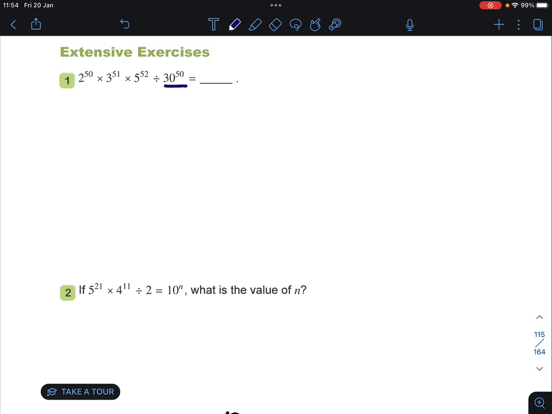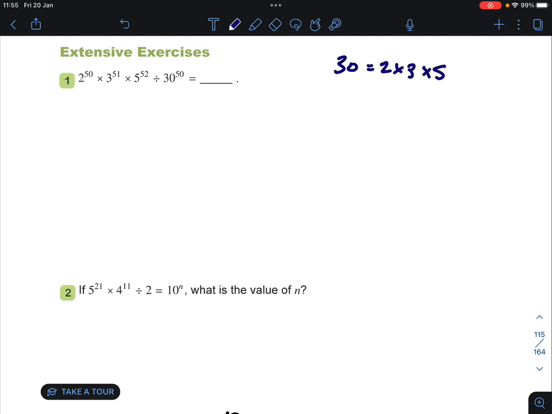Now, if I look at that base 30, I can break down 30 into 2 times 3 times 5. That's our prime factorization. So using our power laws, I'm dividing by 50 powers of 2, 50 powers of 3, and 50 powers of 5. So that way we can simplify a little bit.